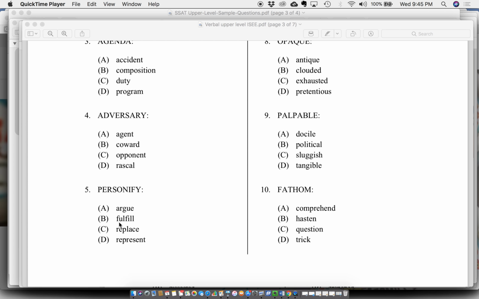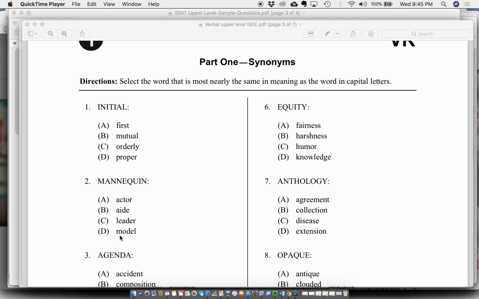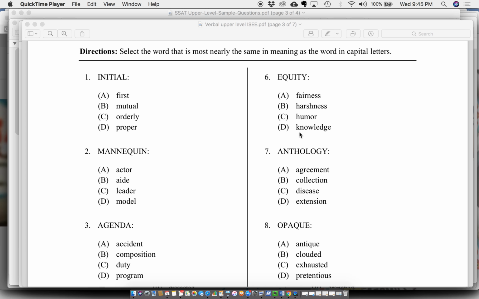Personify, and some students may think of personification, okay, which is good, but again, to personify something means to represent it. He personified bravery. He was the model of bravery, the epitome of bravery. Equity. Another good word, but equity again here means fairness. And what's interesting is if you knew word parts, you could look at EQUI, which means equal, or EQU. You have that same root, that same word part in the word equal. And so equity means fairness.